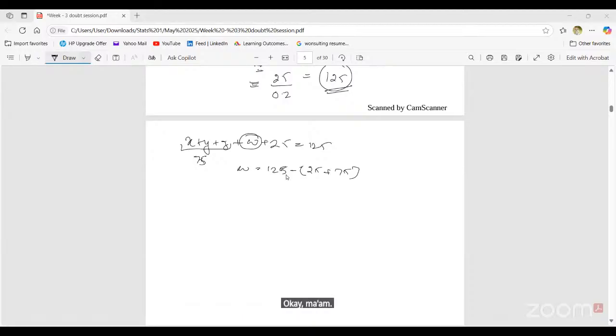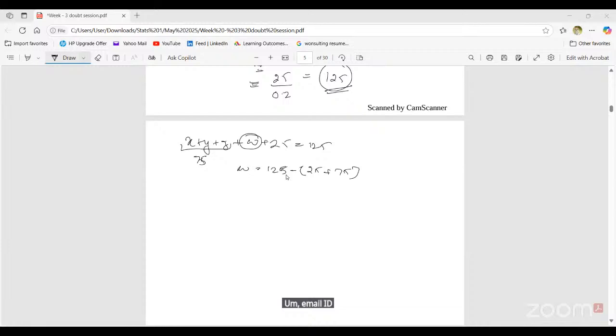Shweta, if you don't have any doubts, please lower your hand. And Brinda, if you don't have doubts, just lower your hand. Okay, Krish, what's your doubt?